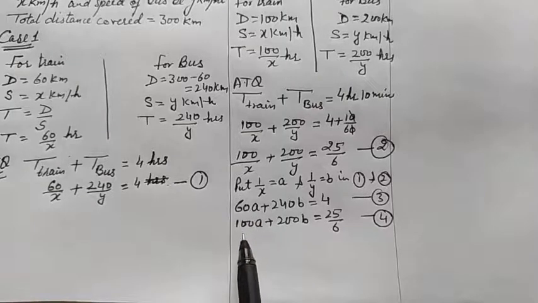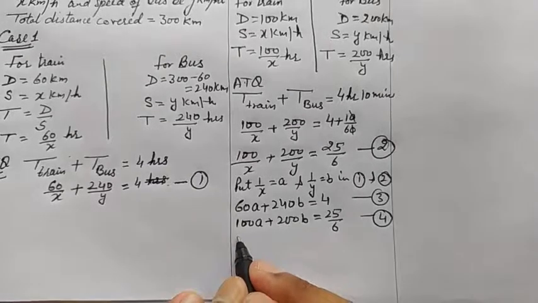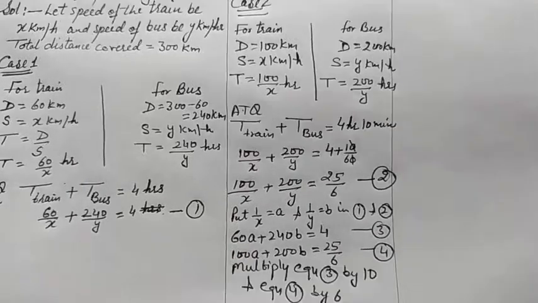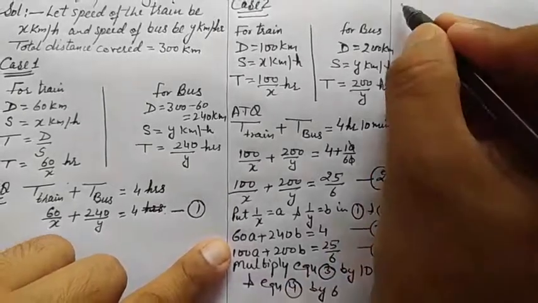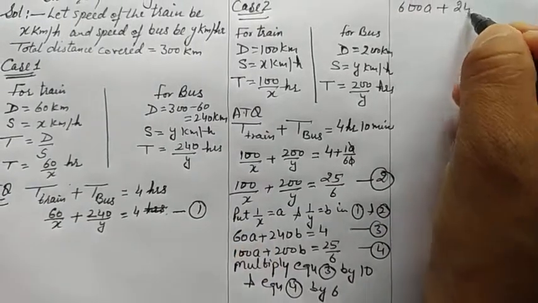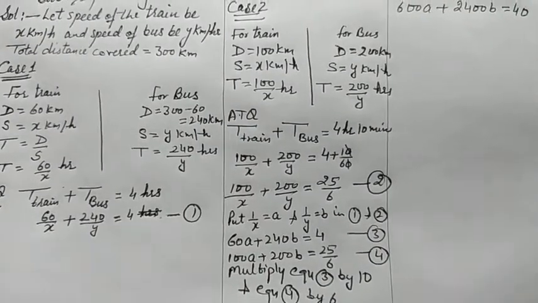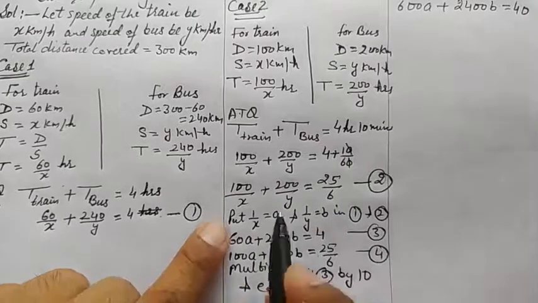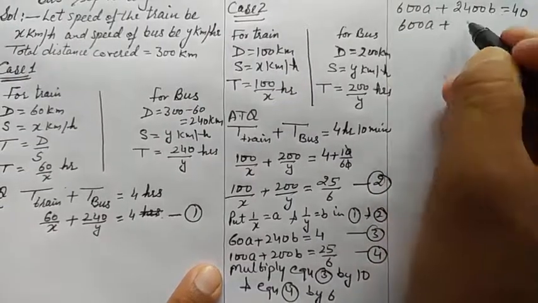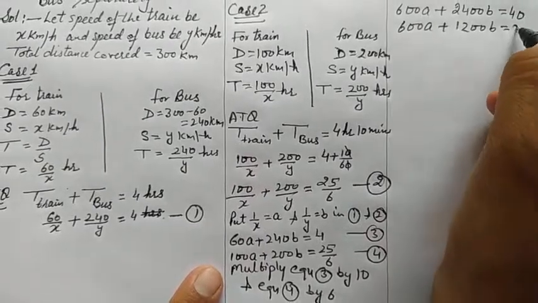In the elimination method, we need to make the coefficient of either a or b the same in both the equations. So I multiply equation 3 by 10 and equation 4 by 6. So equation 3 by 10 becomes 600a plus 240 into 10 is 2400b is equal to 4 into 10 is 40. Now the second equation, we have to multiply by 6. So 100 into 6, that is 600a, plus 200 into 6 is 1200b is equal to 25 over 6 into 6 is 25 only.